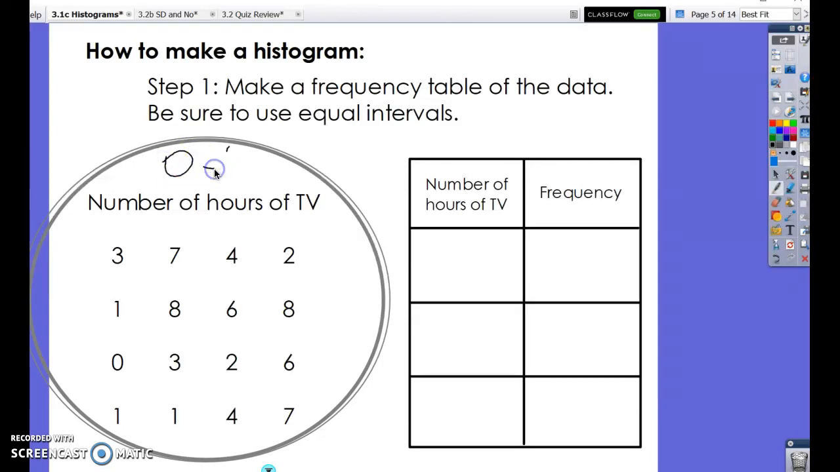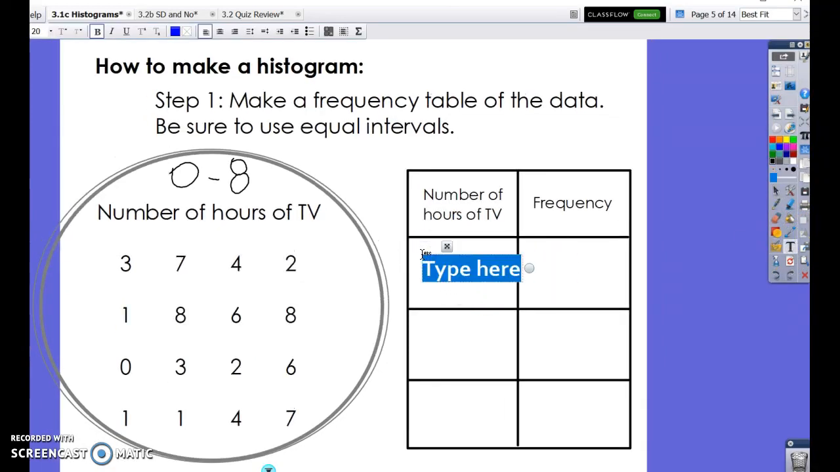So our intervals need to go from 0 to 8. If we want them to be equal, well, we could have 0 to 2, right? That'd be 0, 1, and 2. Then it would pick up at 3 to 5. That's 3, 4, and 5. And last but not least, we'd have 6 to 8: 6, 7, and 8. So we have our equal intervals.